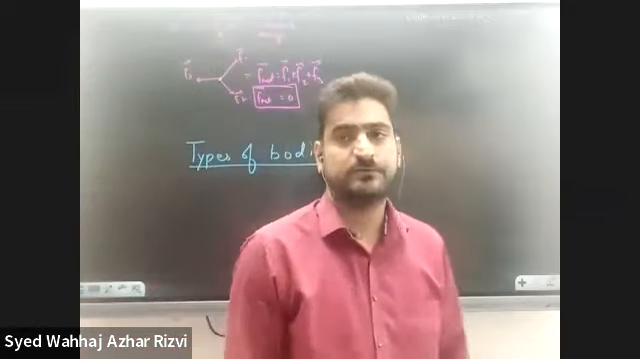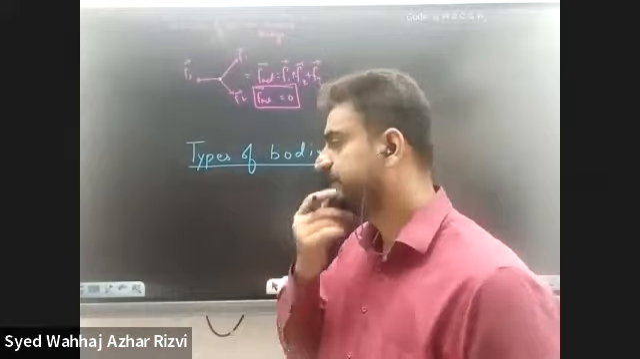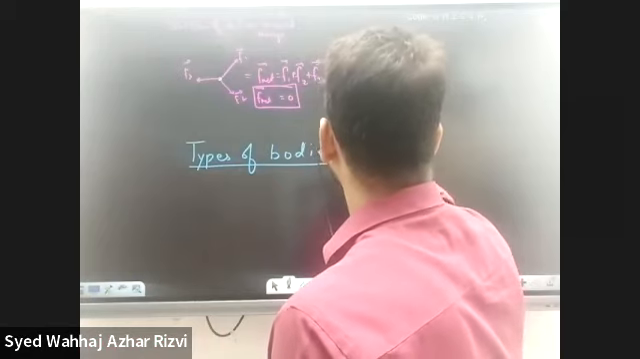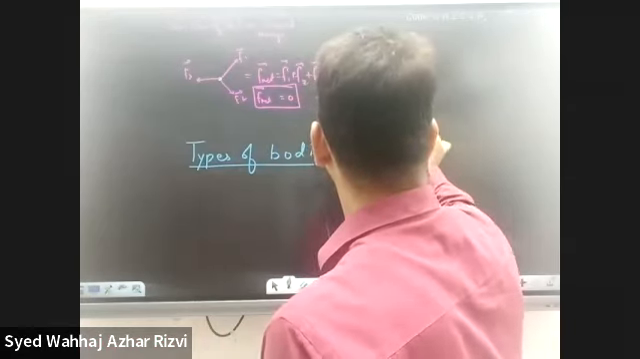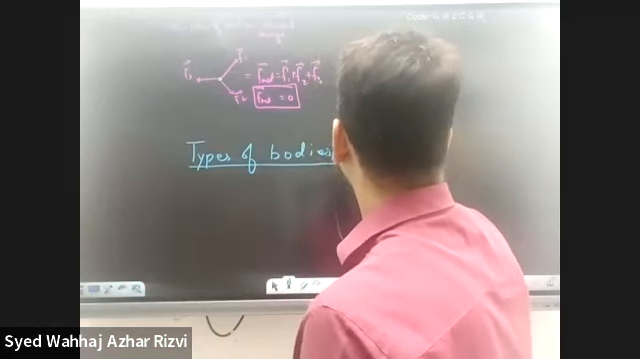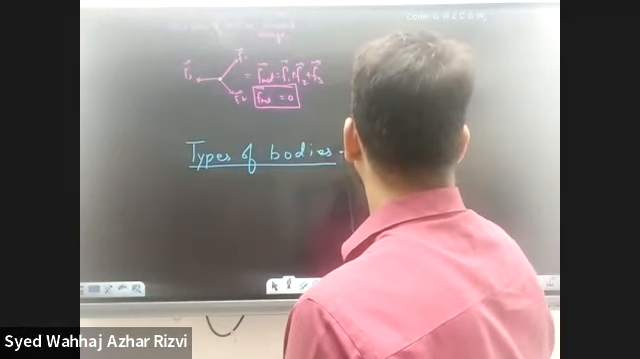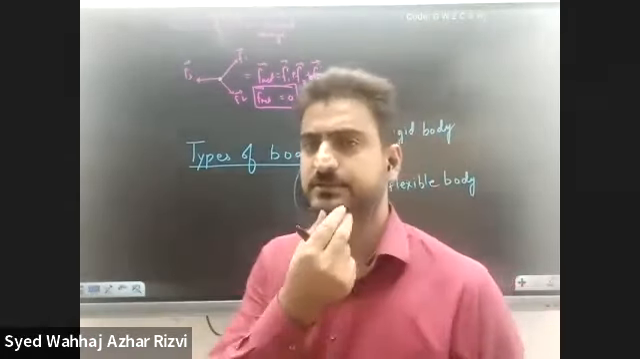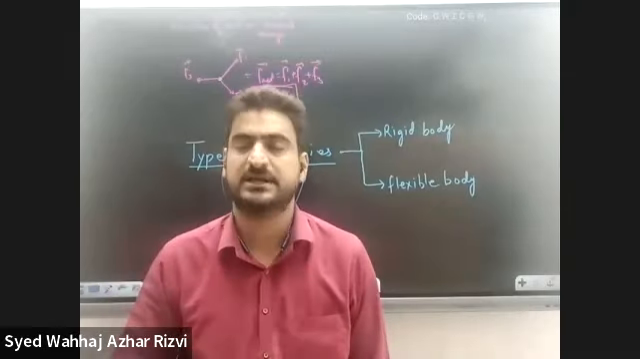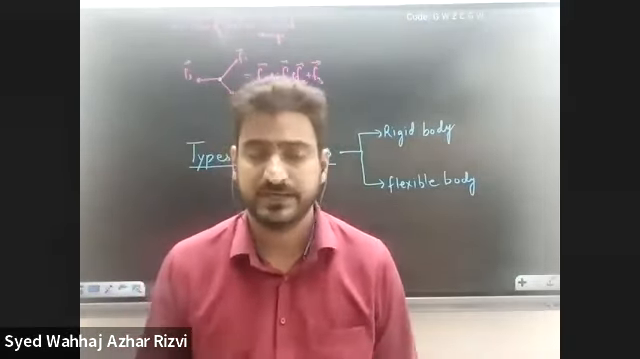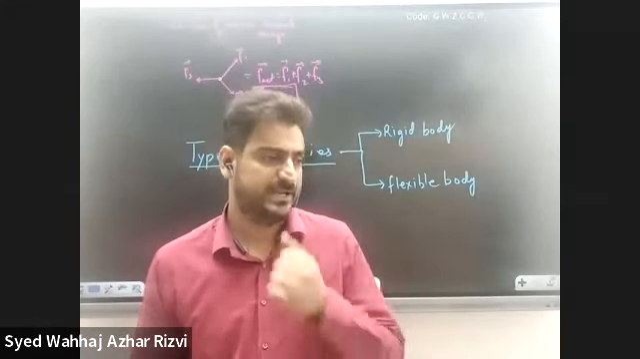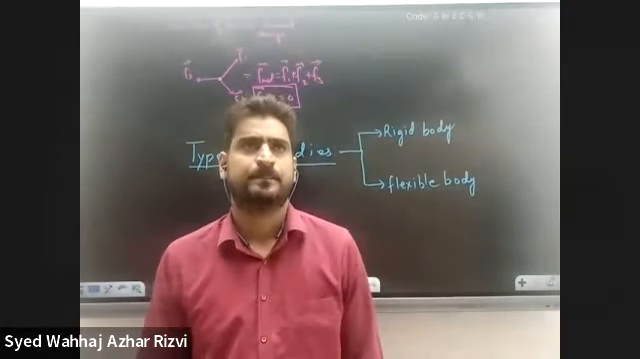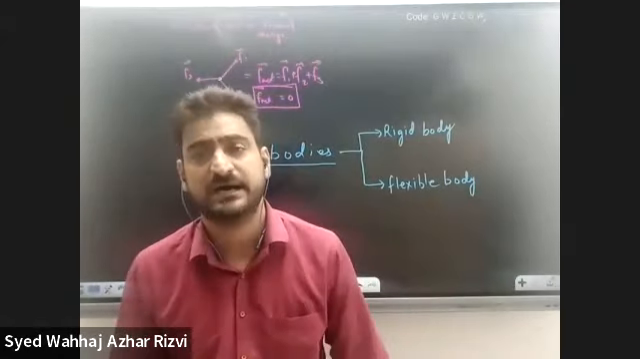Now, what kind of body are we dealing with? There are two types of bodies. One type is a rigid body, and another is a flexible body. Let's talk about a flexible body first. We can have rubber, an elastic, a scale, a wire, soil, clay. These types of bodies are flexible bodies.